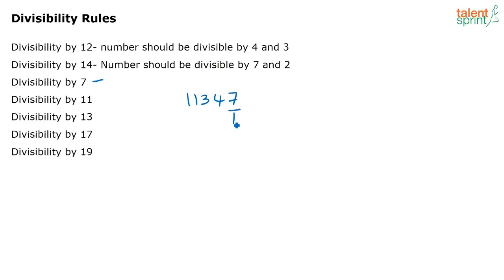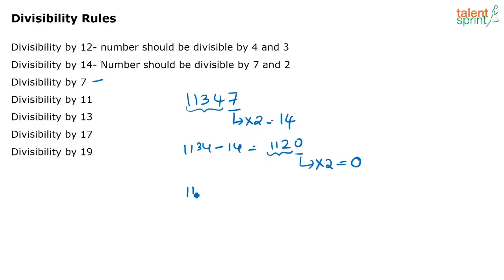Always take the last digit, multiply it by 2. What is the answer that you get? 7 2s are 14. Now subtract this 14 from the remaining number. What is the remaining number you have? 1134. Subtract this 14 from this. 1134 minus 14 will give you 1120, correct? Now again take the last digit, multiply it by 2. So what answer do you get? You get 0. Correct? Now subtract the 0 from the remaining digits.